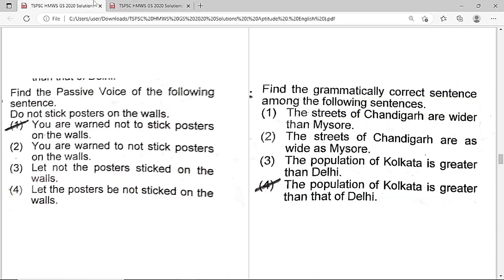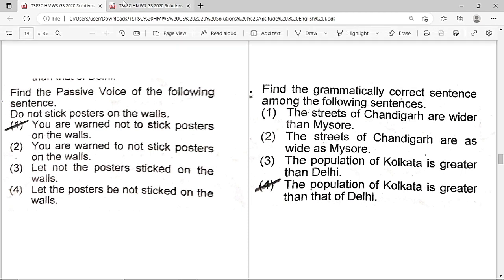So finally, we can say, the population of Kolkata is greater than that of Delhi. Here, the streets of Chandigarh are wider than those of Mysore. Streets is plural, so you have to use those of. Population is singular, so you have to use that of. So this is what I am trying to tell you.